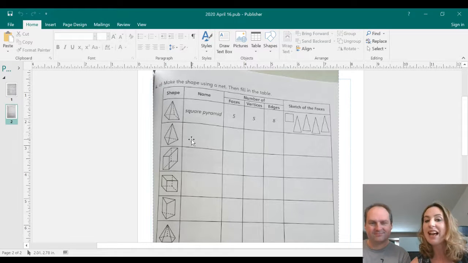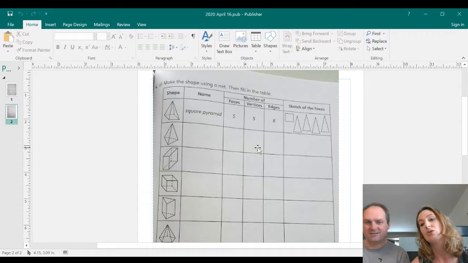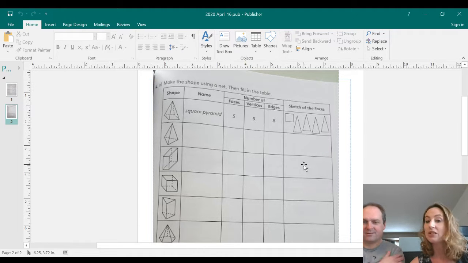So I write down that base name here, and then I write whether it's a pyramid or a prism. Then I figure out how many faces, vertices, and edges, and then I draw those faces here. Okay, so those are your 2 pages that you have to do today.